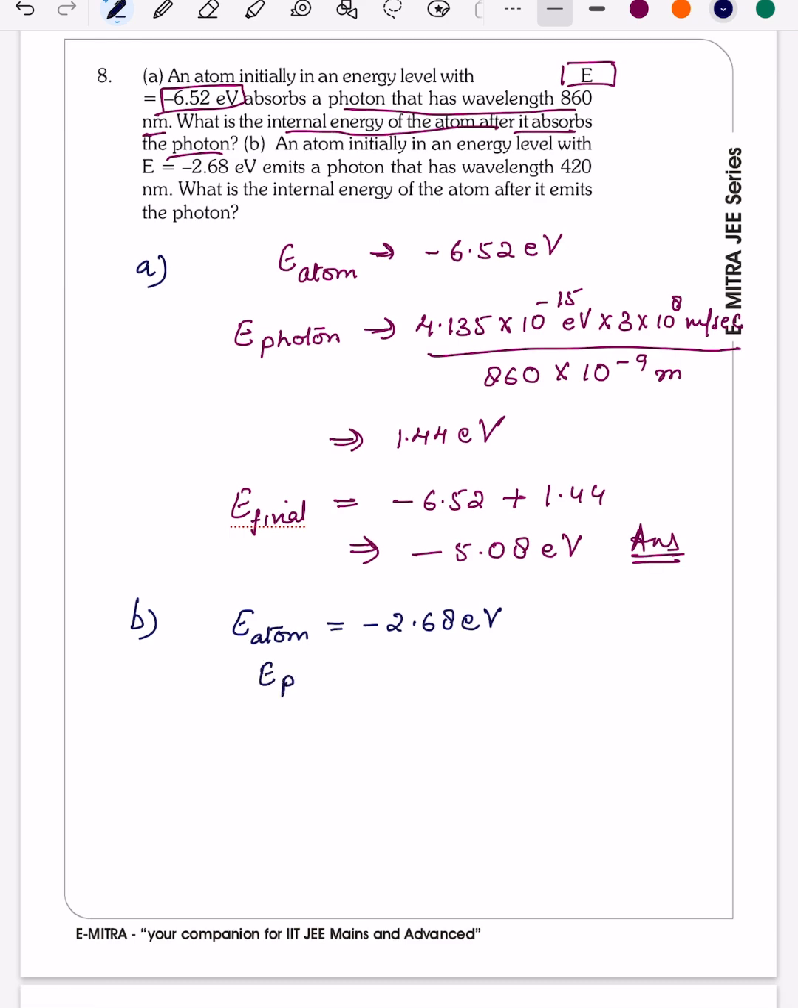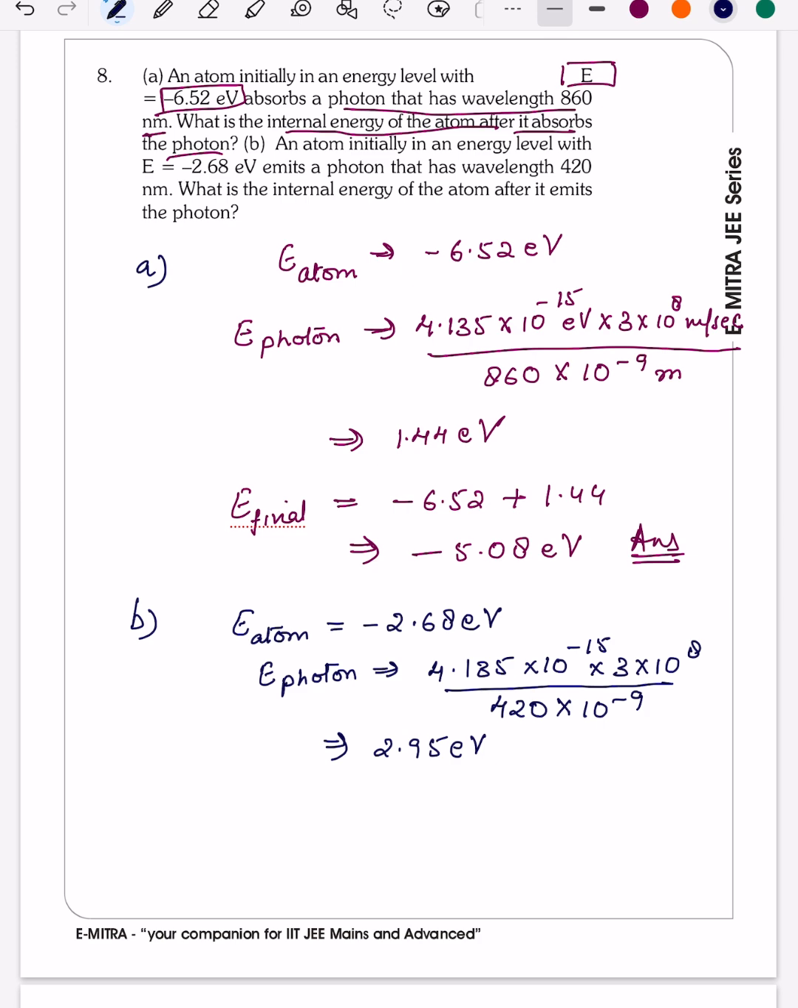So let's find out the energy of the photon that has been emitted. Again, let's take h in terms of electron volt, 4.135 into 10 to the power minus 15 electron volt, into 3 into 10 to the power 8 meter per second upon what is the wavelength given? 420, so 420 nanometer into 10 to the power minus 9. If we solve this, it comes out to be 2.95 electron volt. This much energy.